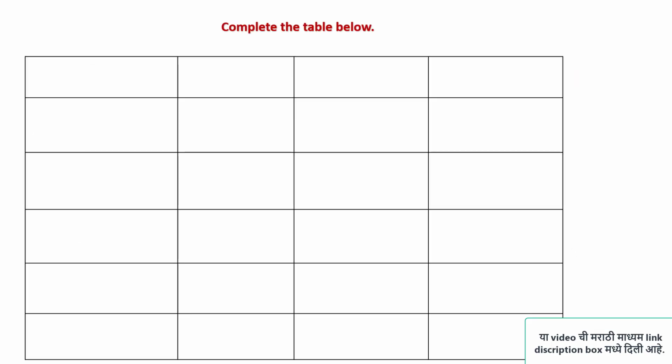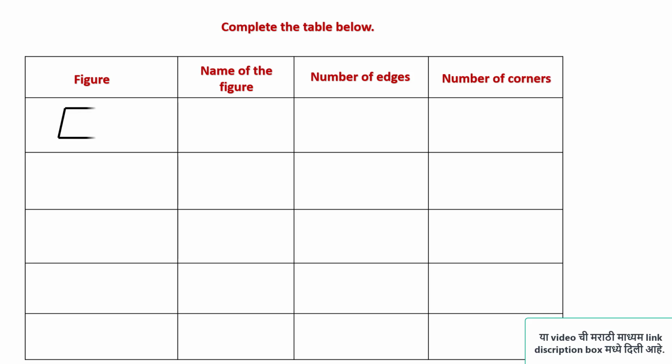Complete the table below. Figure. Name of the figure. Number of edges. Number of corners. First we take a figure. Look at this figure. The name of the figure is square. Number of edges is 4. Number of corners is 4.